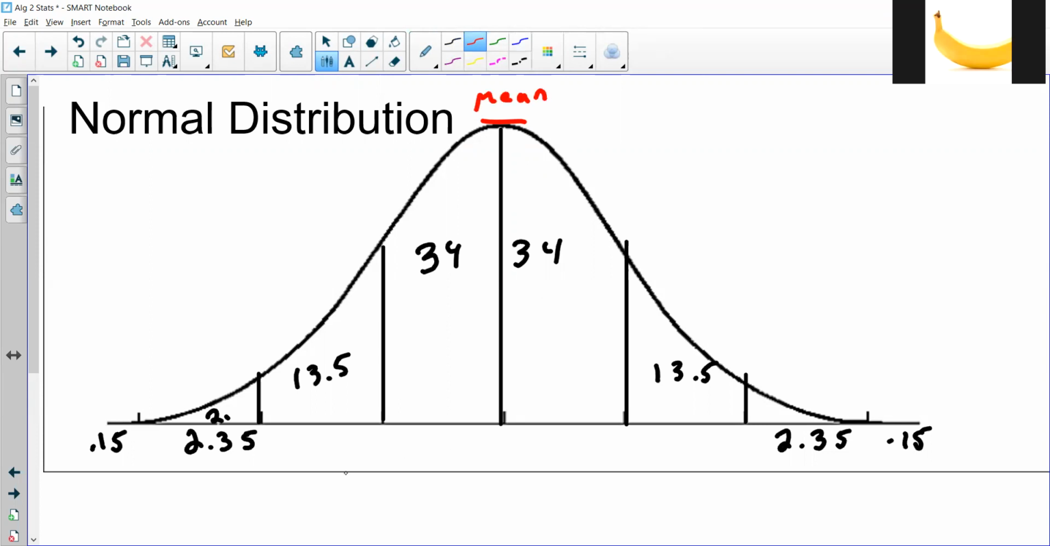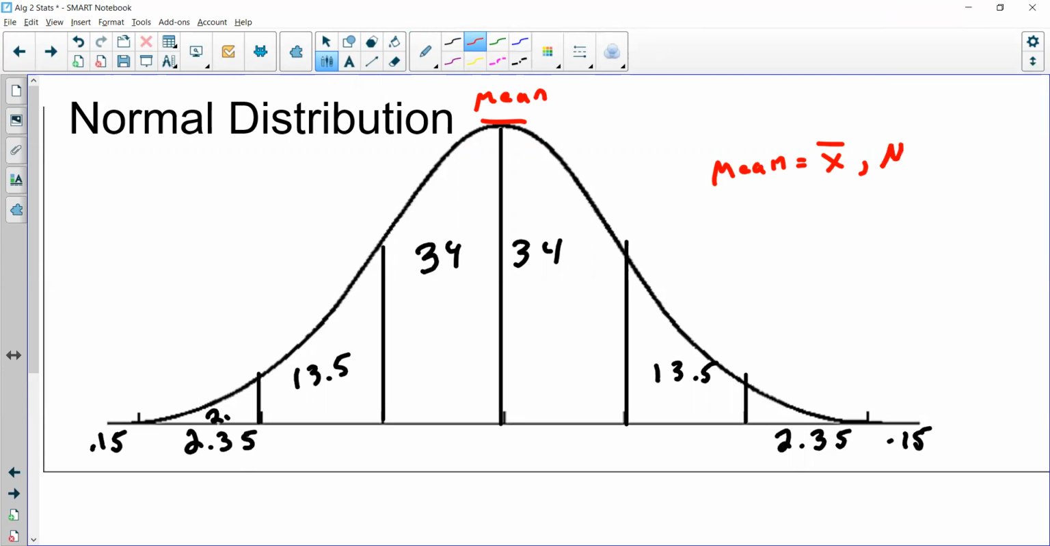It'll be either in two symbols. The mean will either look like X bar, kind of like this with a bar on top, or it's going to be something called a mu. It's going to look like a really, really fancy M.